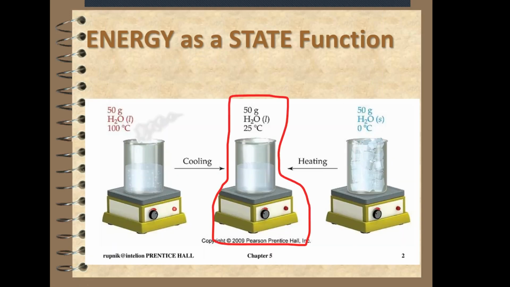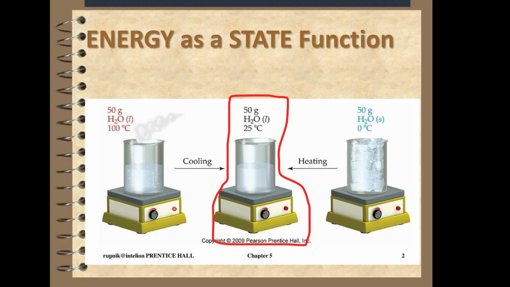And so I gave this example. There are different ways you can get to this amount of energy. The amount of energy you have depends on the temperature and the amount of water in this case. So you get 50 grams at 25, and you got to it from two different ways. So the pathway doesn't matter. What matters is the final state. So energy is a state function, independent of the path.